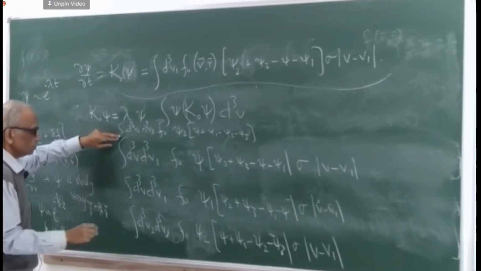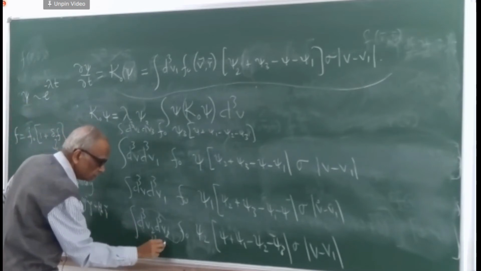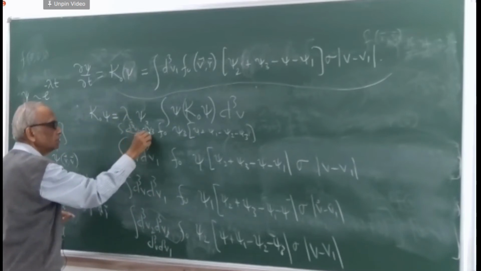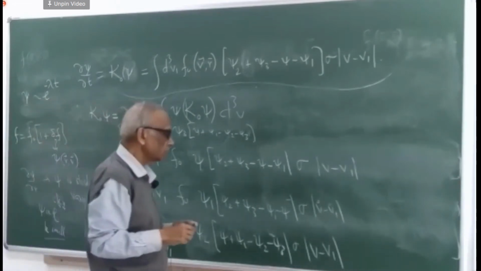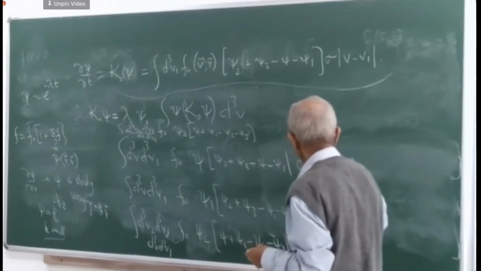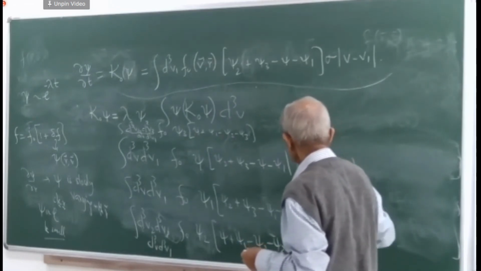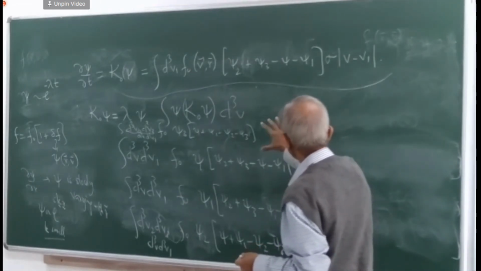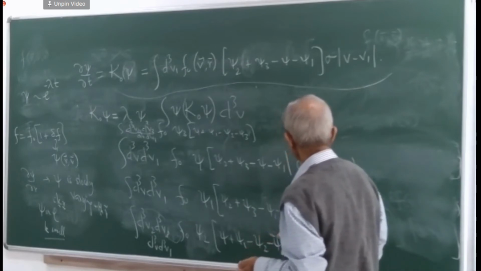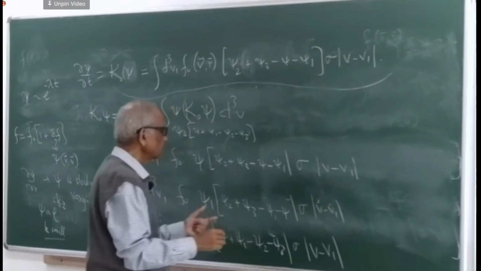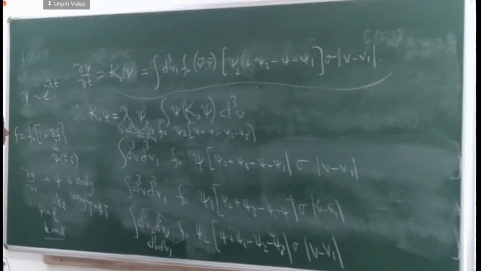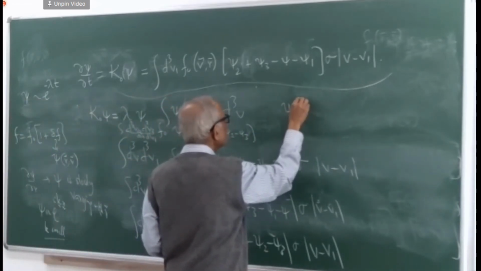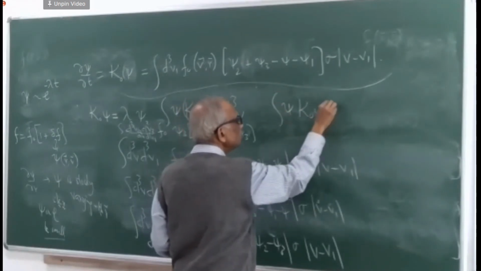So this is d3v1. This is d3v1, and you are looking at all these, the v minus v1 in all of them, and the same sigma for all of them. And this is what is psi K0 psi integral d3v.